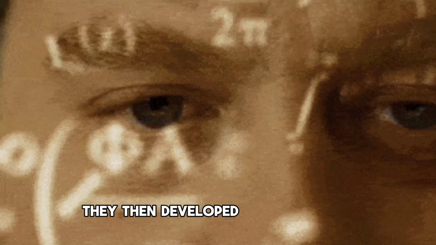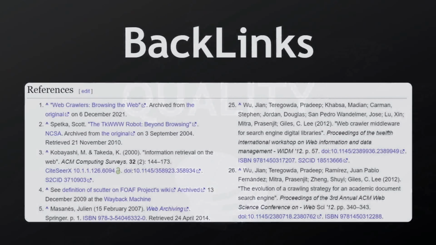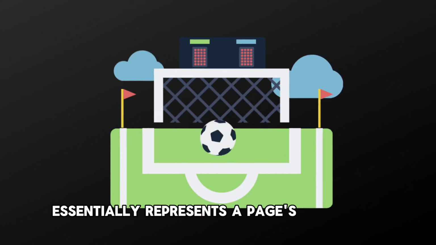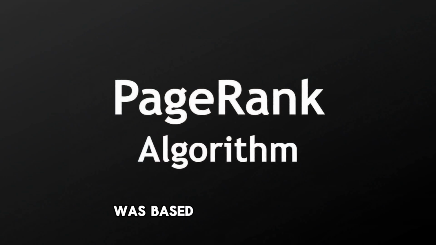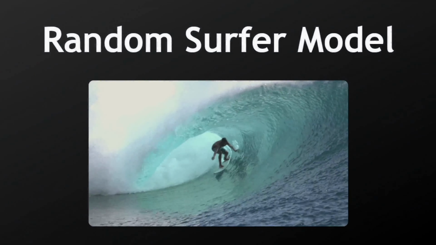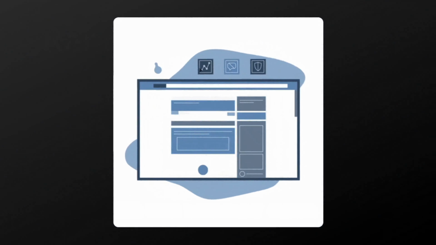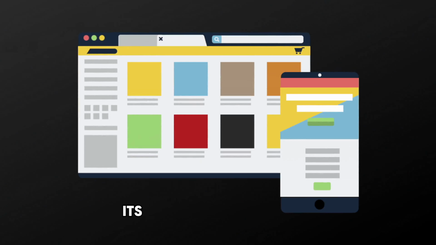They then developed an algorithm to calculate the page rank of each page based on the quantity and quality of the backlinks. The PageRank score essentially represents a page's authority or importance. The PageRank algorithm was based on the concept of the random surfer model, where a web user randomly clicks on a link. The likelihood of landing on a particular page determined its PageRank score.